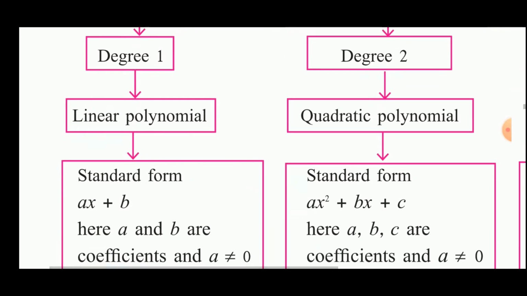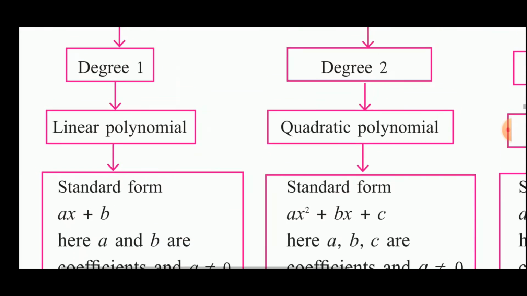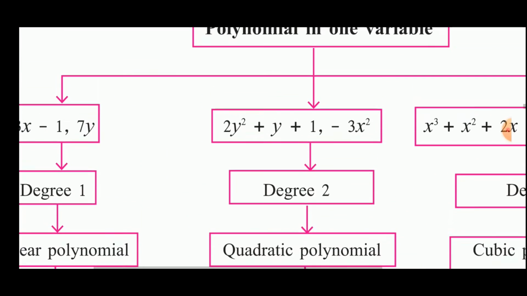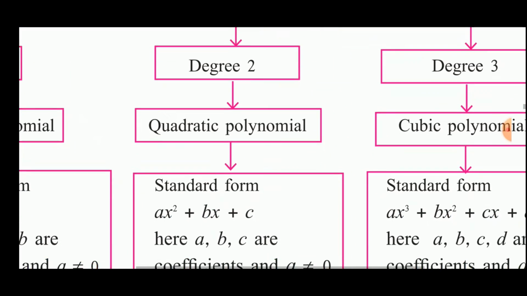Now what is the standard form of this polynomial? ax plus b, where a and b are the coefficients and a is not equal to 0. Then take the second one, 2y square plus y plus 1 and minus 3x square. The degree of this polynomial is 2. So this is a quadratic polynomial, and what is its standard form?